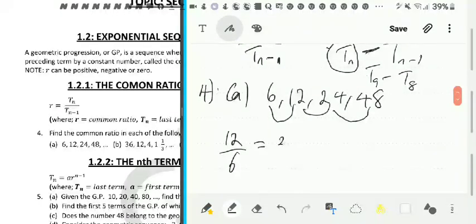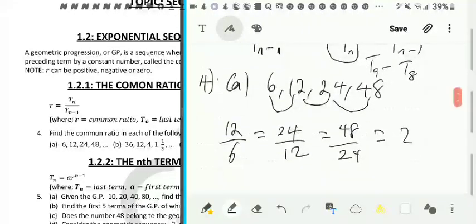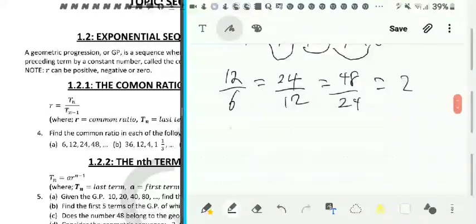12 over 6 equals what? 24 over 12 equals what? 48 over 24. Everything is giving us 2. So the common ratio of that sequence is what? Is 2. R equals 2.